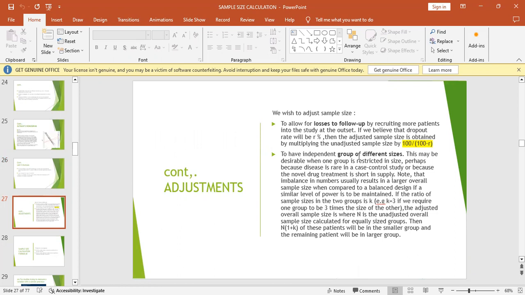And for groups of different sizes, this may be desirable when one group is restricted in size, perhaps because the disease is rare in a case control study, or because the novel drug treatment is short in supply.